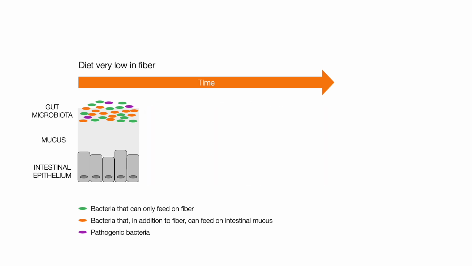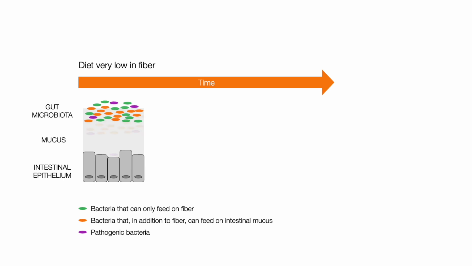If, on the other hand, we consume a diet which is very poor in fiber, and for a long period of time, the bacteria that can only feed on fiber will not have enough food and will die, while the bacteria that can also feed on intestinal mucus will survive and multiply, occupying the space left by the fiber-dependent bacteria while reducing the thickness of the intestinal mucus they consume as food.